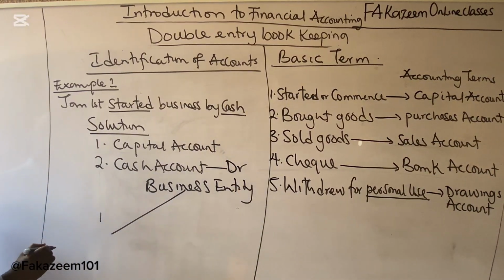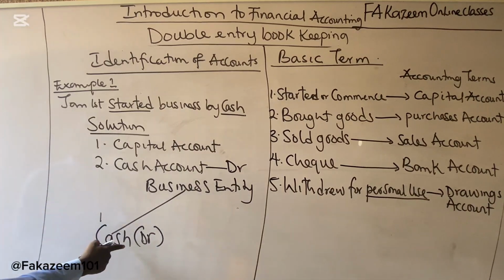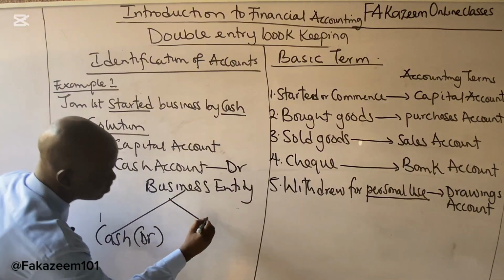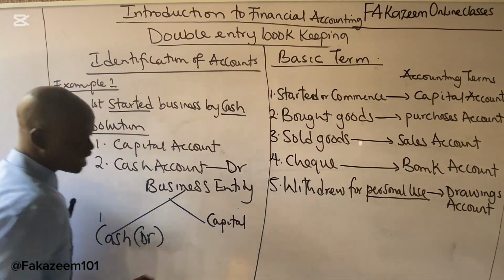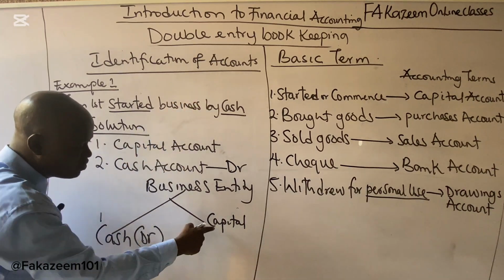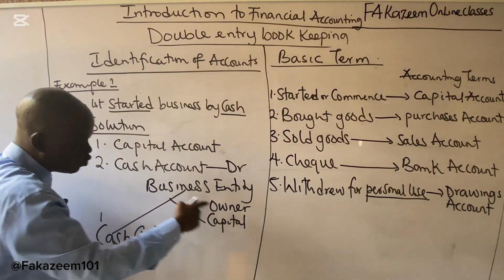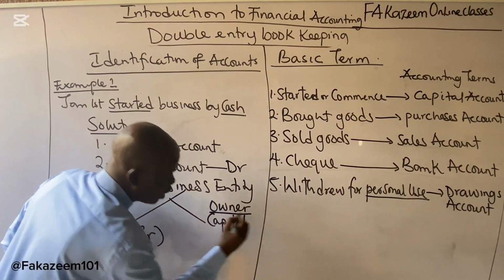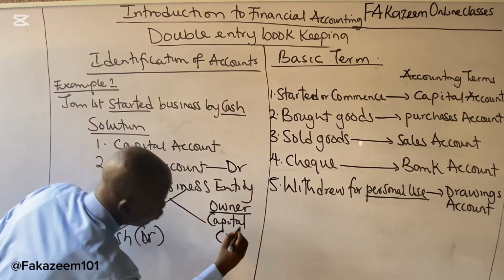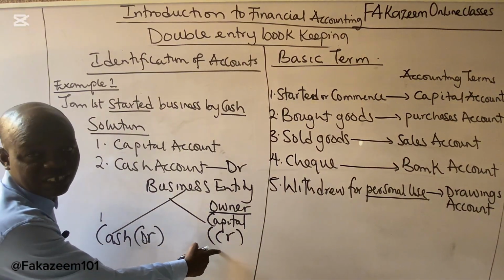What the business receives from the owner is cash, and it is going to be debited. For every debit entry, there must be a corresponding credit entry. The credit entry means the capital. The capital is representing the owner. The owner is giving out. If the owner is giving out this money to the business, what represents the owner? Capital. In that case, capital will be credit. That's why we said for every debit entry, there must be a corresponding credit entry.